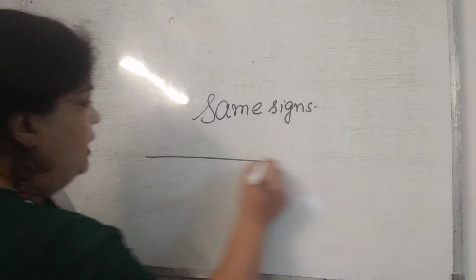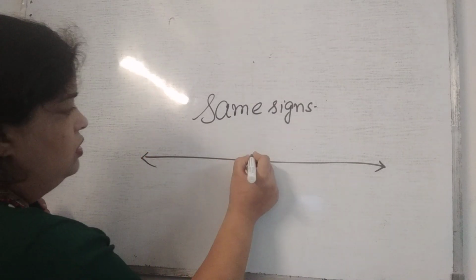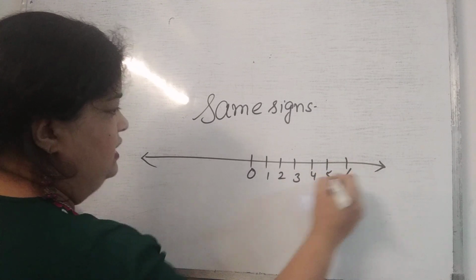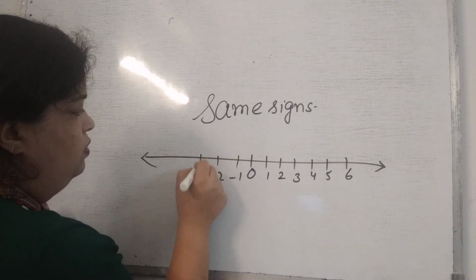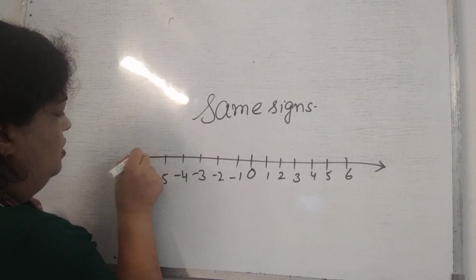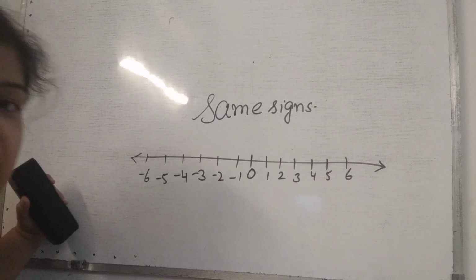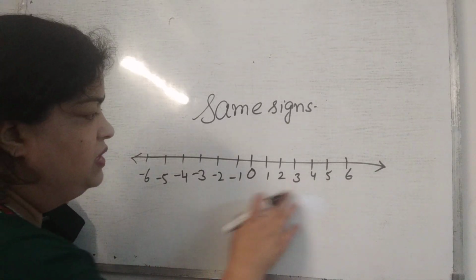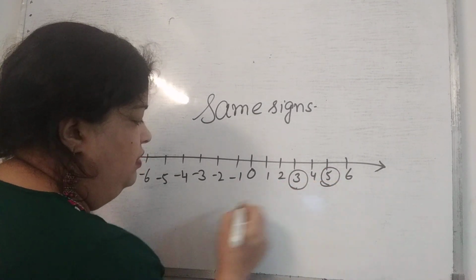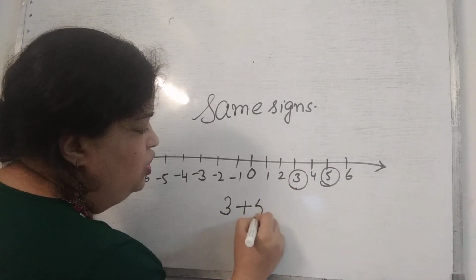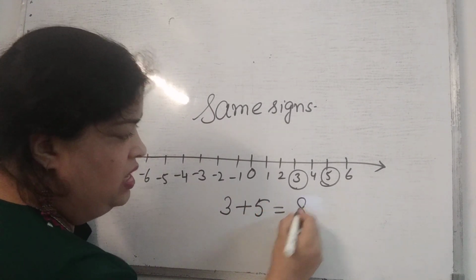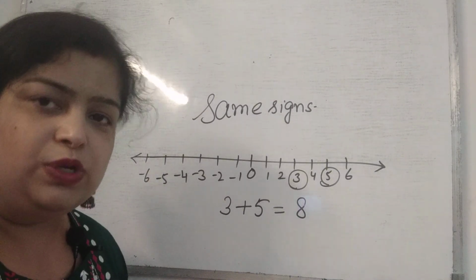Here I am drawing a number line: 0, 1, 2, 3, 4, 5, 6, minus 1, minus 2, minus 3, minus 4, minus 5, minus 6. I am taking two positive integers from this number line and adding them: 3 and 5. When we add two positive integers, 3 plus 5 is 8. Then its answer is also positive.